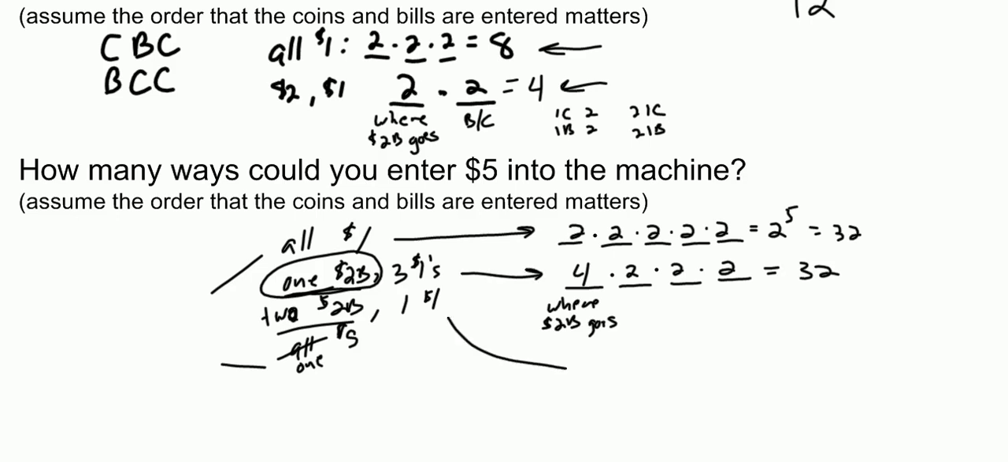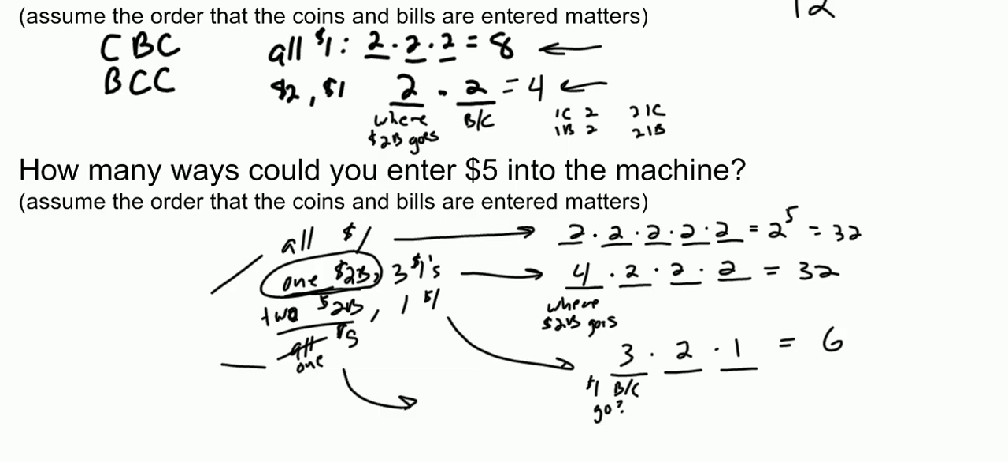Okay. Now, if you're going to do 2 $2 bills, then you're going to have a $2 bill, a $2 bill, and a $1 bill or coin. Of course, the order matters. And in this case, we might want to figure out, where does the $1 go? Well, you have 3 choices. You could put the $1 in first, second, or third. And then you would have 2 choices for the $1 coin. But once you put the $2 bills in, there's only one way you could put those $2 bills in, because they're both bills. So that gives us 6 ways.